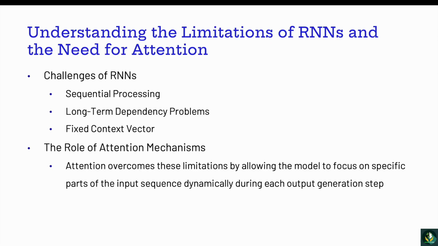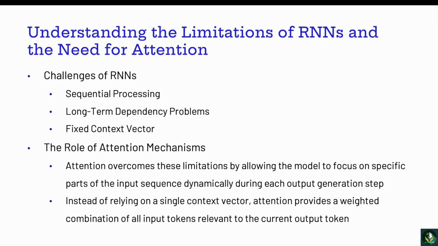Attention overcomes these limitations by allowing the model to focus on specific parts of the input sequence dynamically during each output generation step. Instead of relying on a single context vector, attention provides a weighted combination of all input tokens relevant to the current output token. Let's talk about the basics of attention mechanisms.